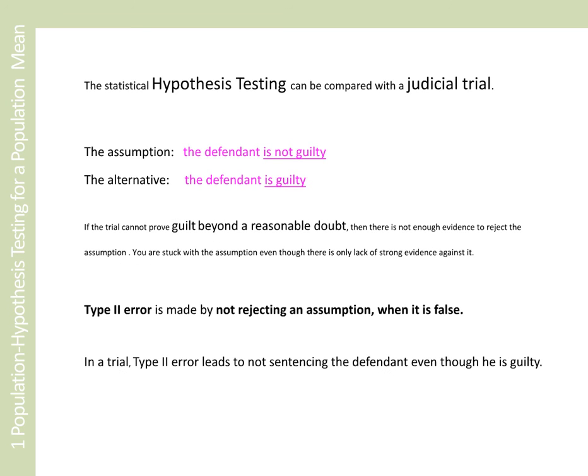If the trial cannot prove guilt beyond a reasonable doubt, then there is not enough evidence to reject the assumption. You are stuck with the assumption even though there is only lack of strong evidence against it. Type 2 error is made by not rejecting an assumption when it is false. In a trial, type 2 error leads to not sentencing the defendant, even though he is guilty.